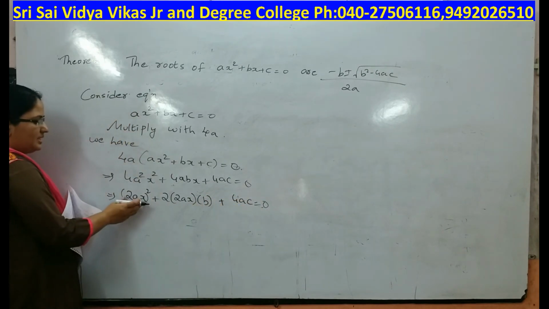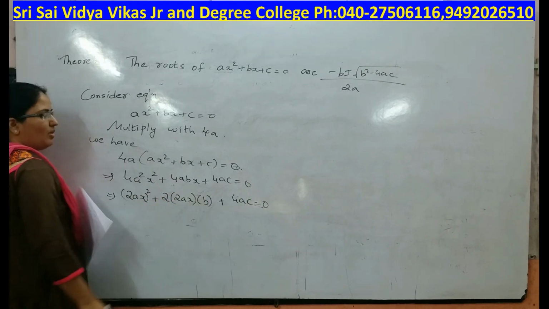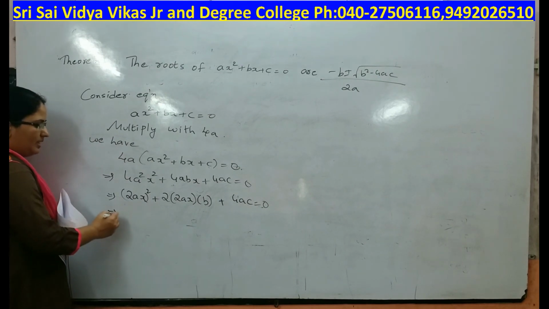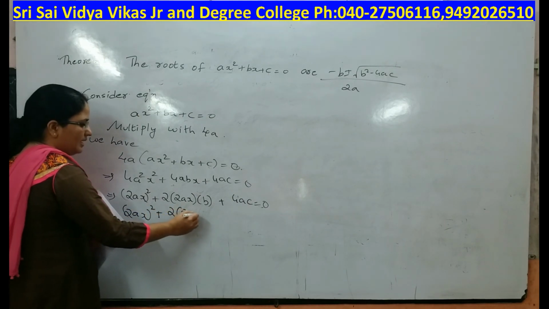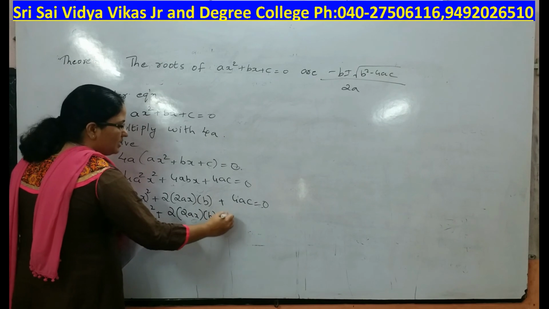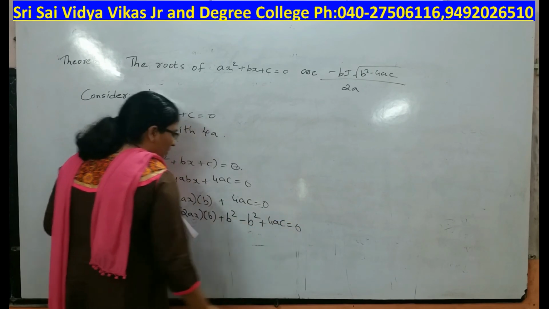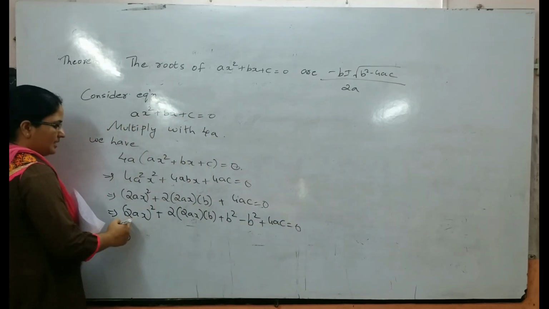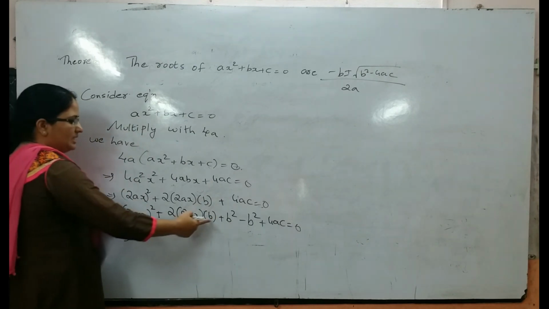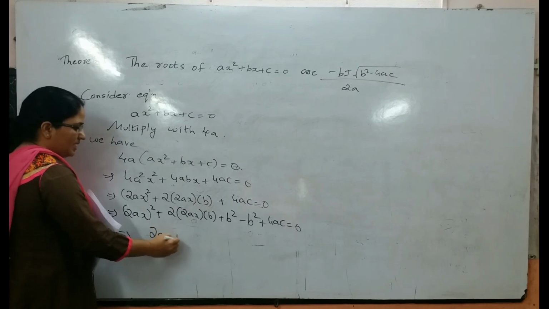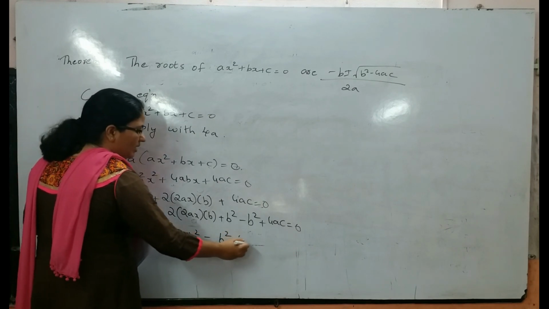If you clearly observe, this is in the form of a square plus 2ab. b square is missing, so what we'll do is we'll add and subtract b square. Implies 2ax whole square plus 2 into 2ax into b plus b square minus b square plus 4ac is equal to 0. Now this is in the form of a plus b whole square, where a is 2ax and b is b. So you have 2ax plus b whole square is equal to b square minus 4ac.